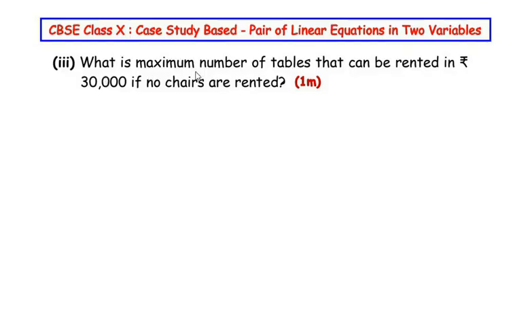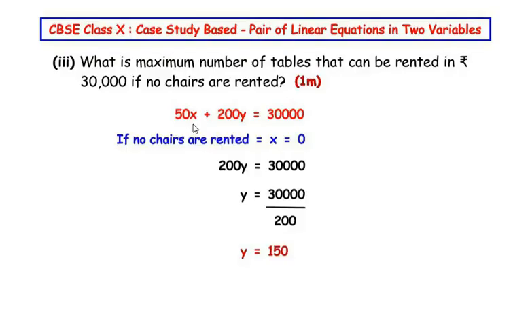What is the maximum number of tables that can be rented in rupees 30,000 if no chairs are rented? Now here the school says to the supplier that they do not need any chairs. So if that is the case, we have to find out how many tables can be rented in rupees 30,000. So here let us consider the equation 50x plus 200y is equal to 30,000.